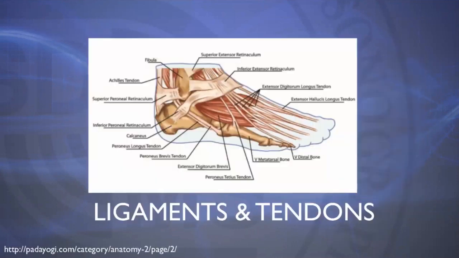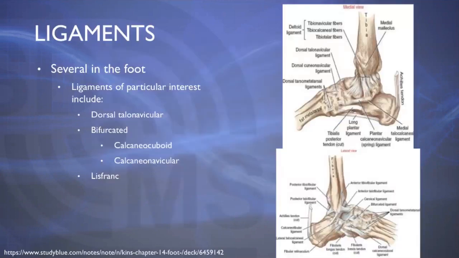Moving on now to ligaments and tendons. There are several also in the foot that we'll be trying to cover in a simplistic fashion. In the foot, the ligaments of particular interest are going to include the dorsal talonavicular, which in the diagram here is going to be located in this area. The bifurcate ligament, which comprises the calcaneocuboid and the calcaneonavicular, is located in this region right in here. And then the Lisfranc, which we're going to be seeing more on an area that we're not able to see on these diagrams here, but those are also the ligaments we'll be looking at.